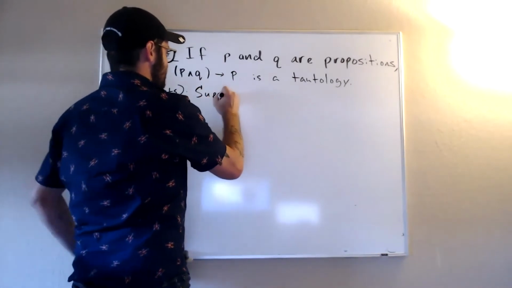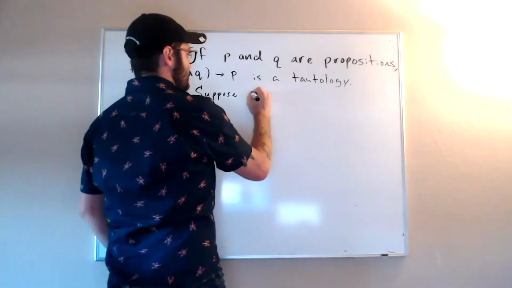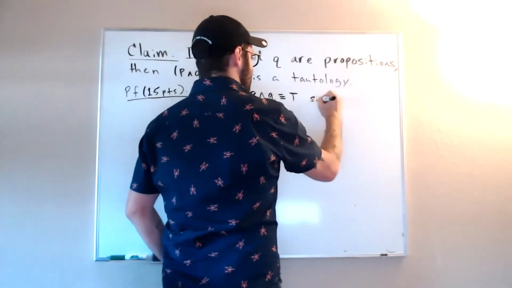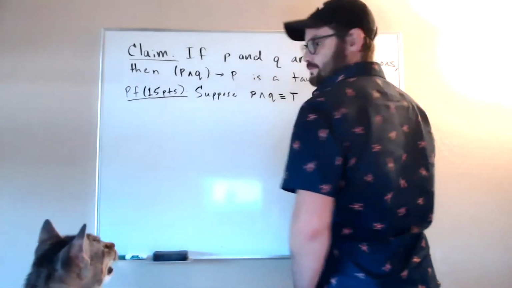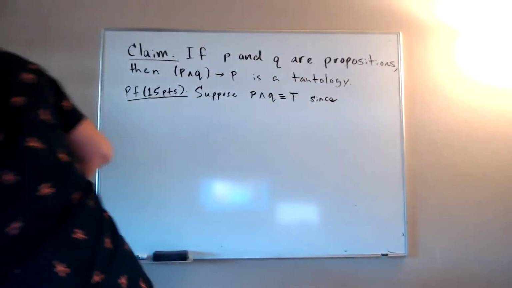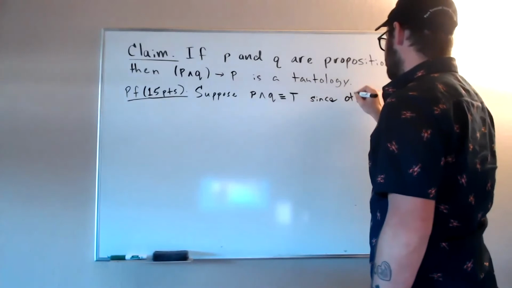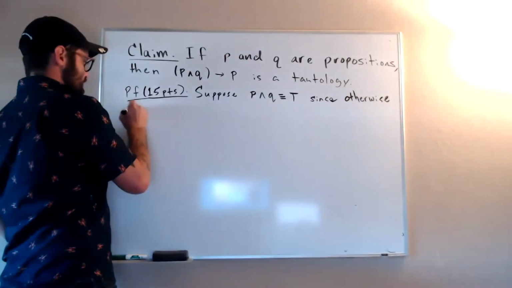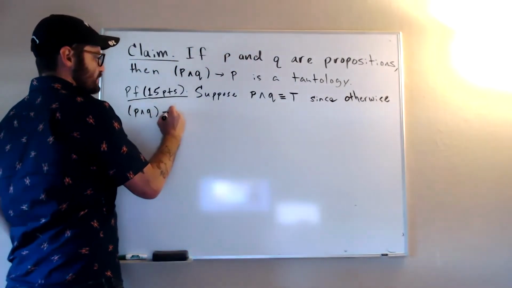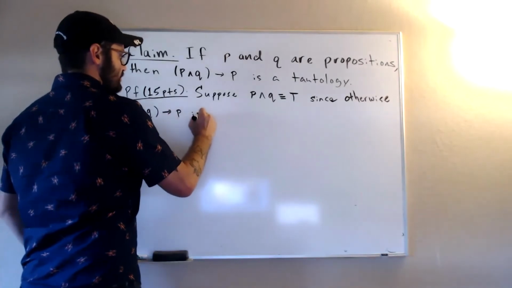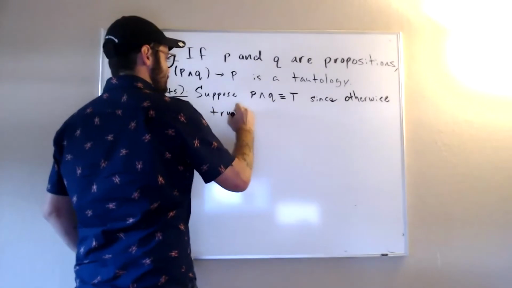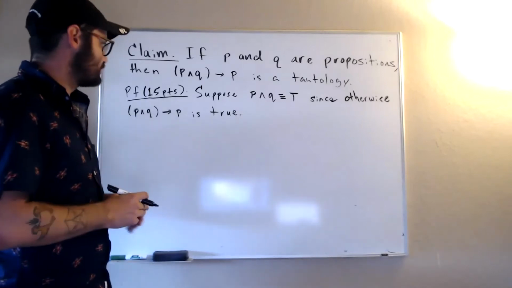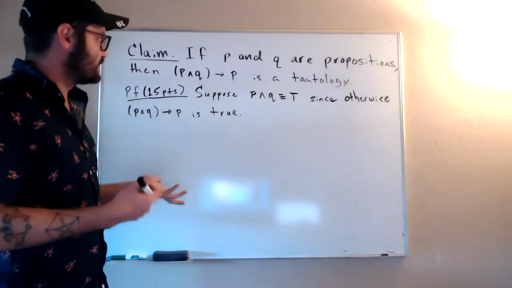So we can say something like, suppose P and Q is true, since otherwise P and Q implies P is true. And so if the hypothesis is false, then the conditional is always going to be true. So we're assuming the hypothesis is true because it's the only case that we need to consider.